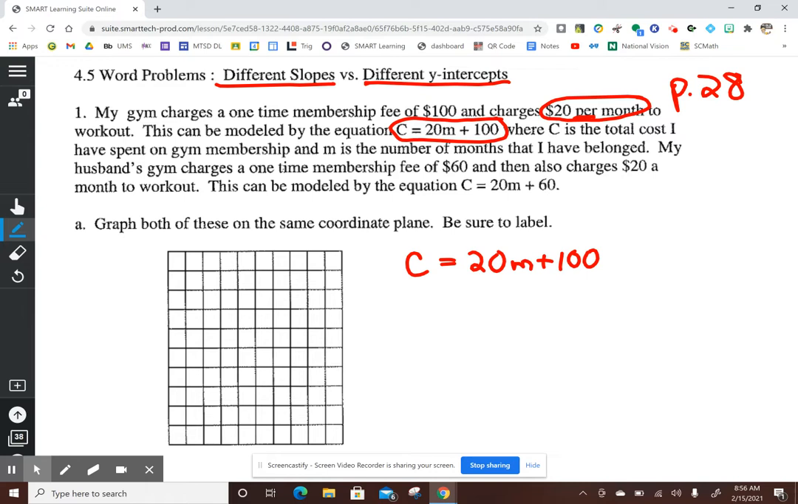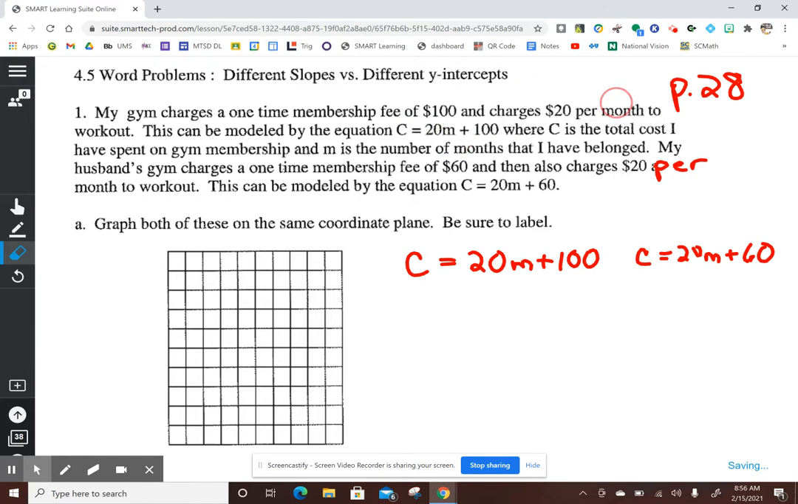belonged. My husband's gym charges a one-time membership fee of $60 and then also charges $20, and I wrote a month, but that really means per month to work out. And this can be modeled by this equation, C equals 20m plus 60. Okay. Graph both of these on the same coordinate plane, be sure to label. Okay, now, before we actually graph, we do have to label the graph, and we also have to figure out what the increments are.